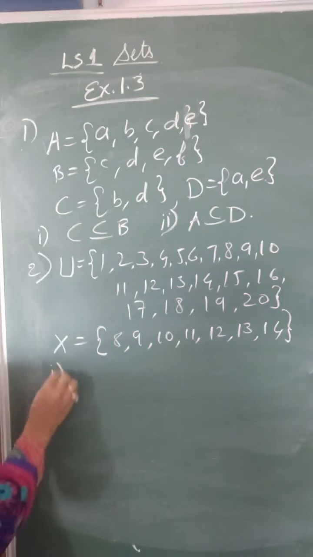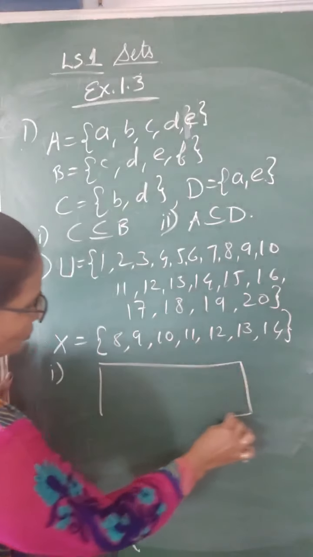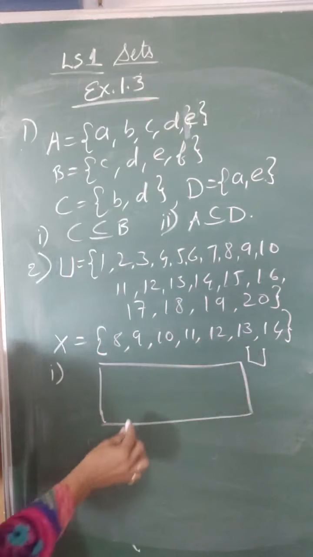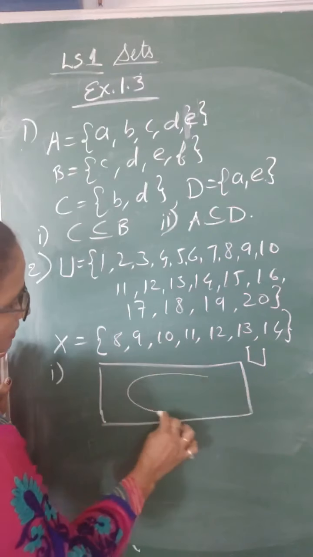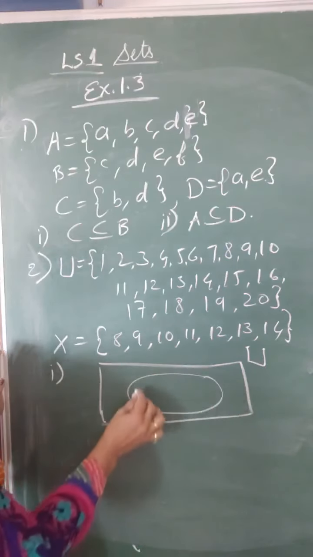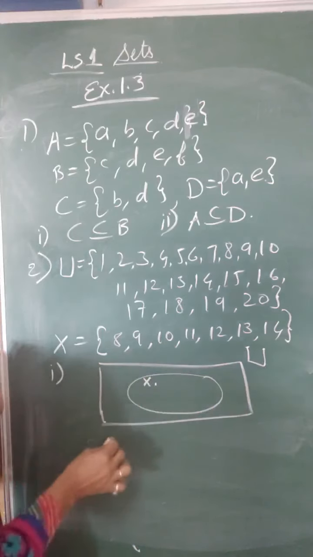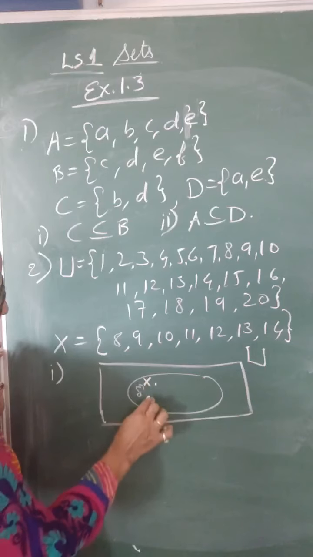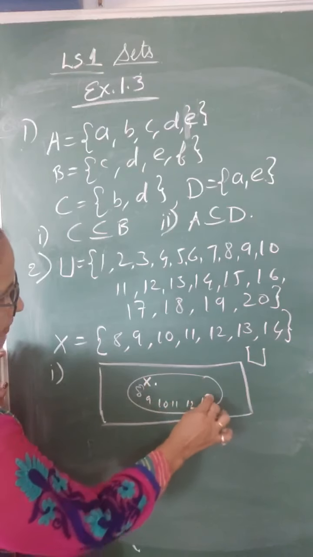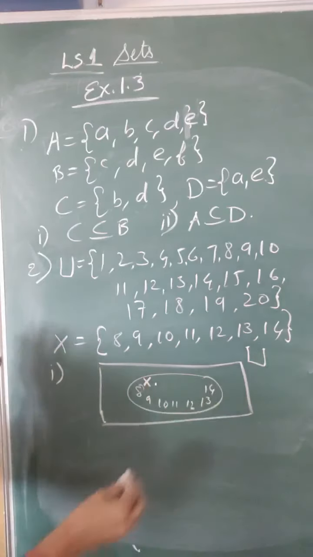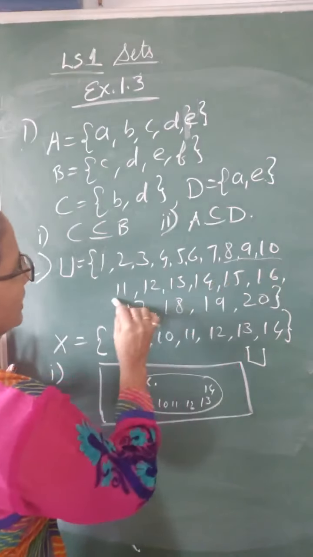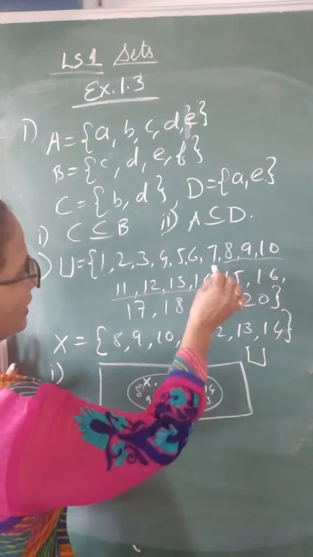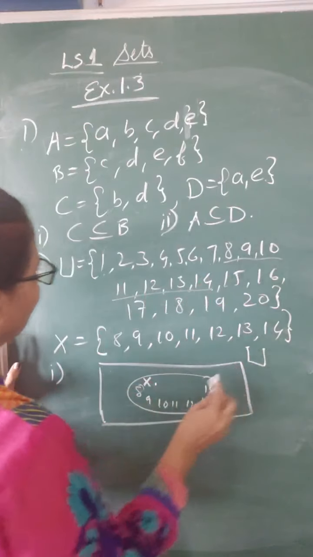Number 1, you know the universal set is represented by the rectangle, and suppose this is a shape X. Now what are the elements of X? 8, 9, 10, 11, 12, 13, 14. So 8, 9, 10, 11, 12, 13, 14 are in set X. Now whatever elements are left, you will write in the rectangle.